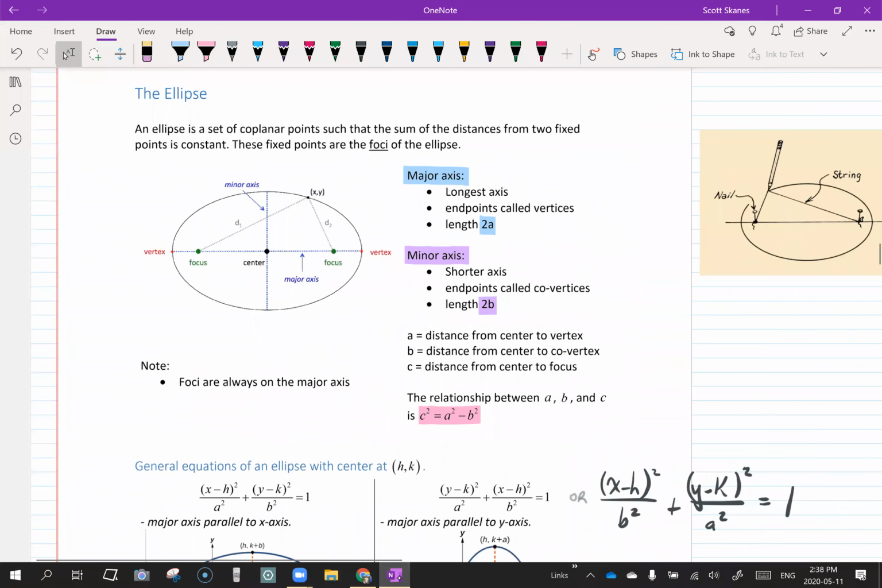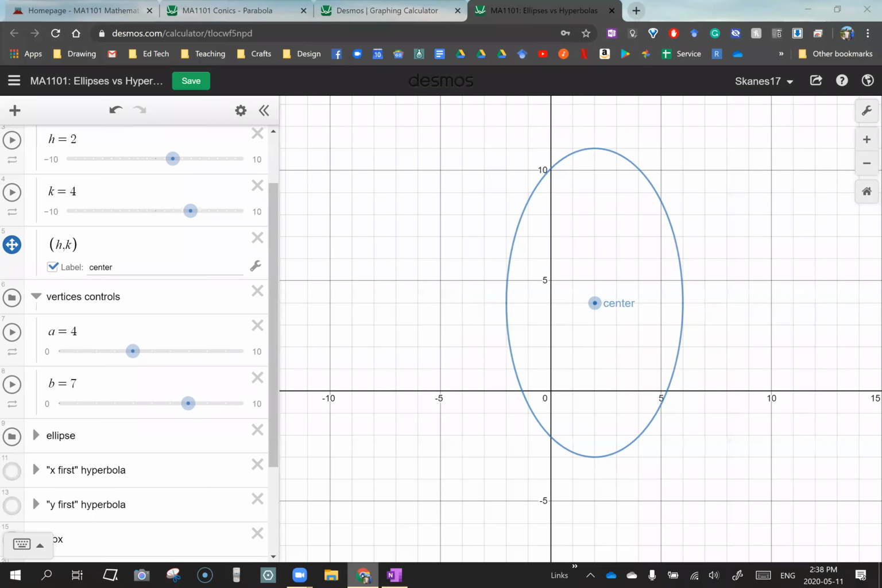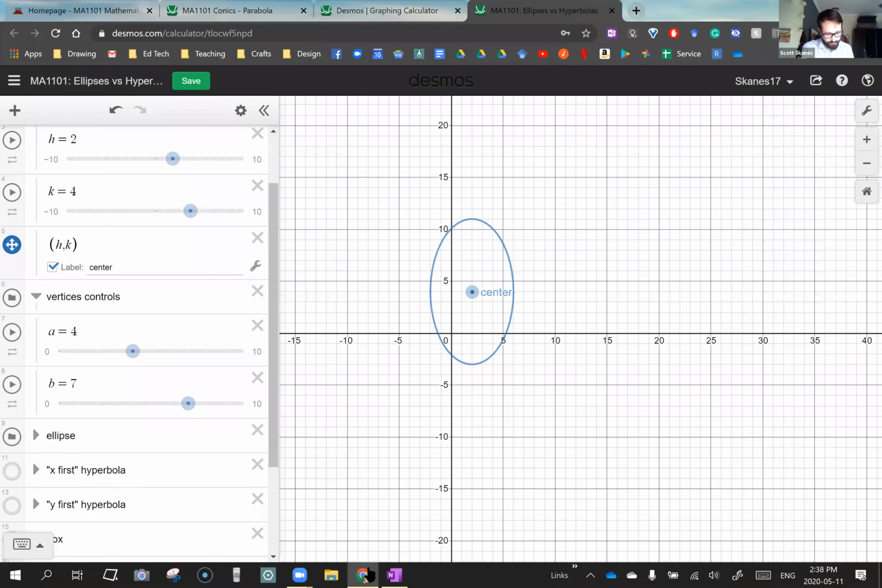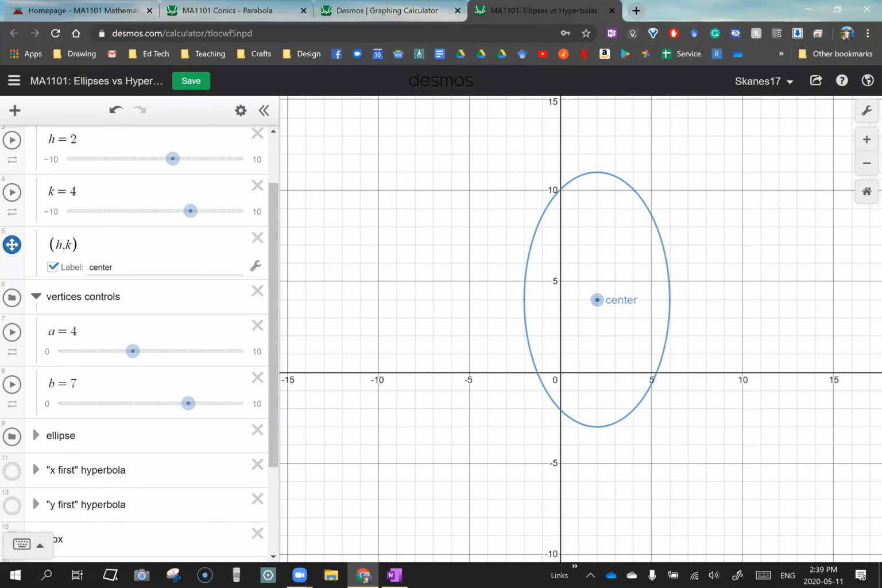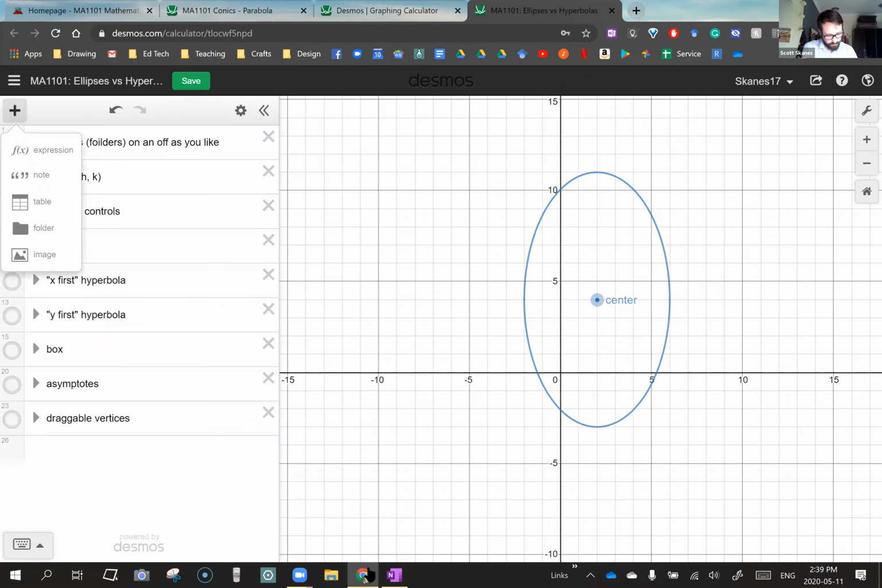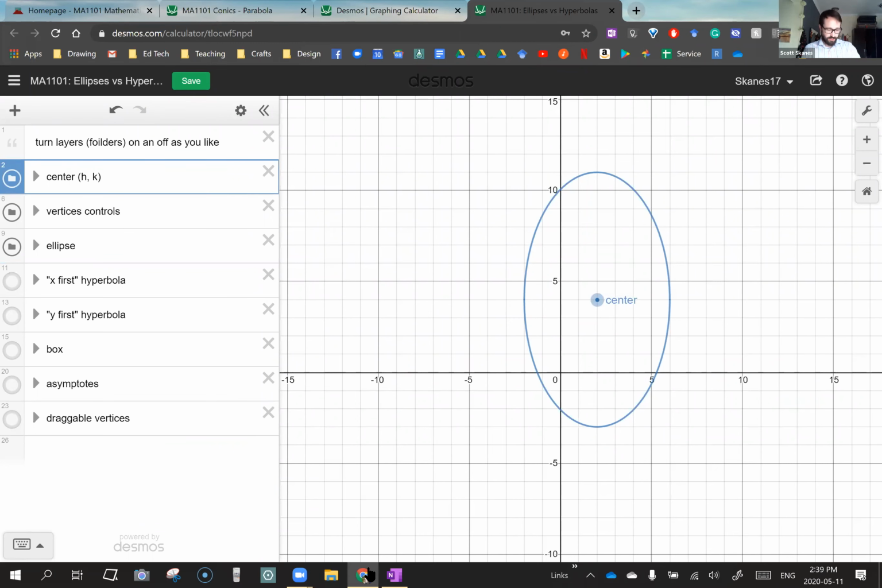Okay. Scott? Yep. How do you have the folders in this month? Sorry, what was your question? How did I make the folders? Yeah, the H and K, A, B. So all this stuff, if you go to plus here, you can make your own folders and you can turn things on and off. It's like layers that you can turn on and off.